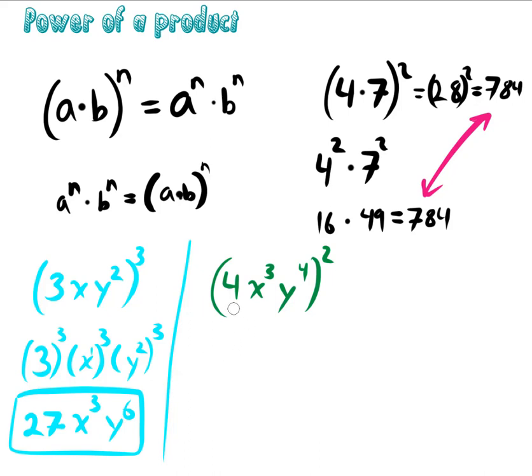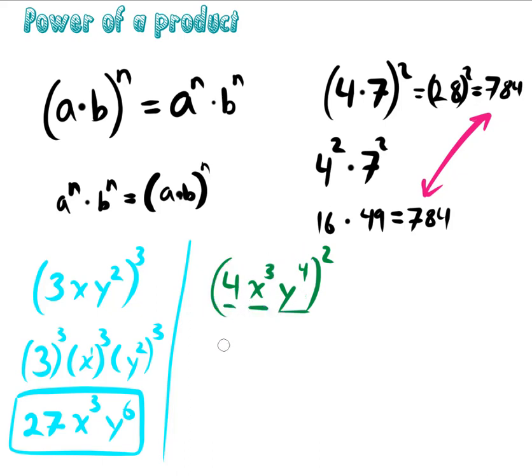All right, what you should have gotten is you should have realized that there are 3 things that are being multiplied. There's a 4, an x cubed, and a y to the 4th. In other words, there's this one here, there's this one here, and there's this one here. All right? There's 3 things.